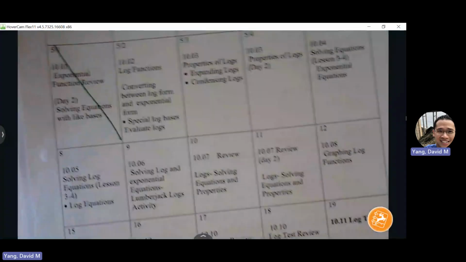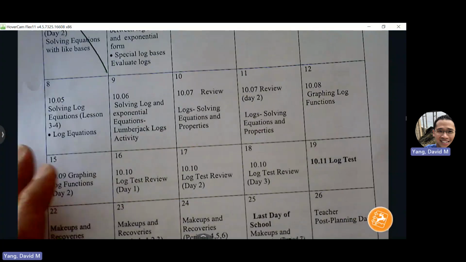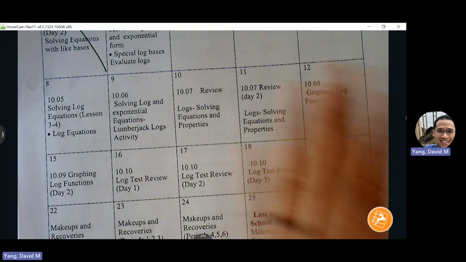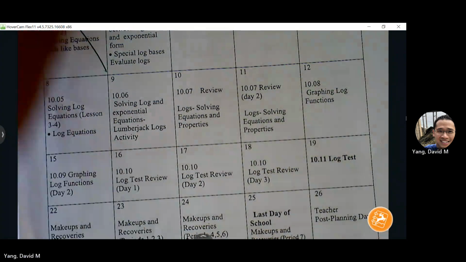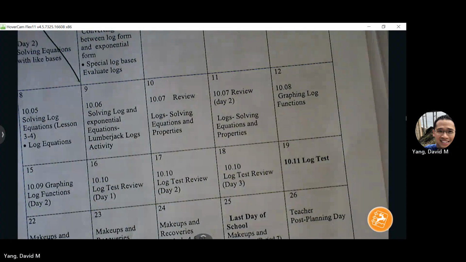We're going to finish our notes on 10.03 and we're going to start solving equations. So let's go to page 10.